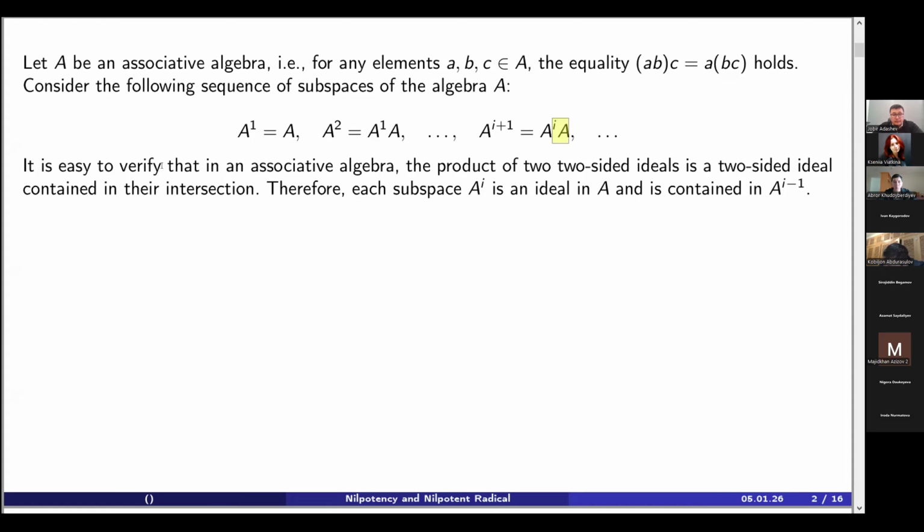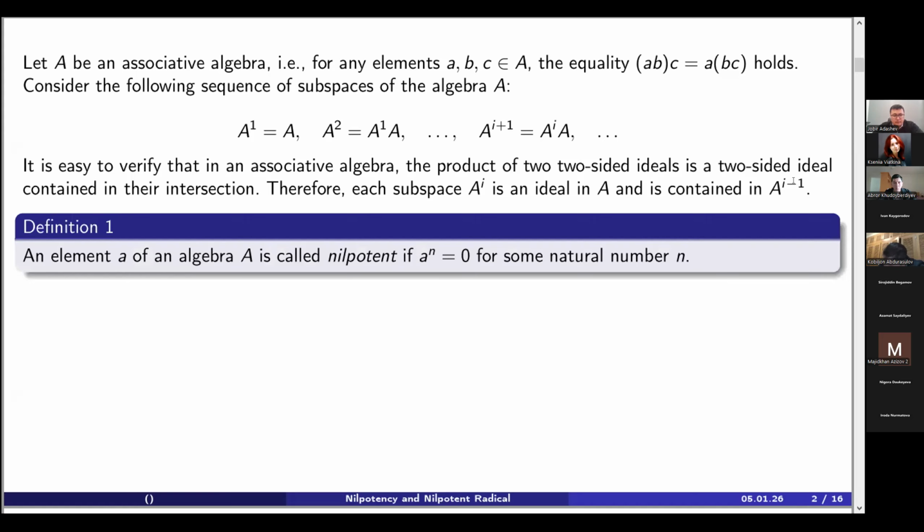It's easy to verify that in an associative algebra, a product of two-sided ideals is a two-sided ideal contained in their intersection. Therefore, the subspace A^i is an ideal in A and is contained in A^(i-1). But you have to prove that the product of two ideals will be another ideal. How will you prove it?